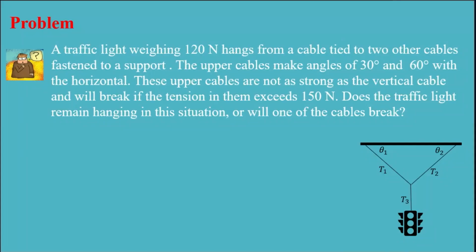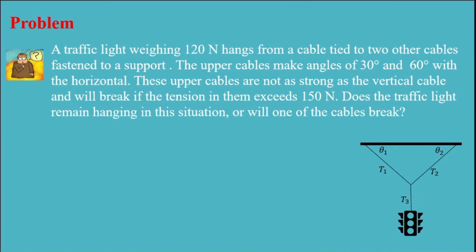So let's see what I have here. A traffic light has a weight of 120 newtons. It hangs from three different cables, T1, T2, and T3. T1 and T2 make the angles theta 1 and theta 2. If the force exceeds 150, that cable is going to break and the traffic light is going to fall.